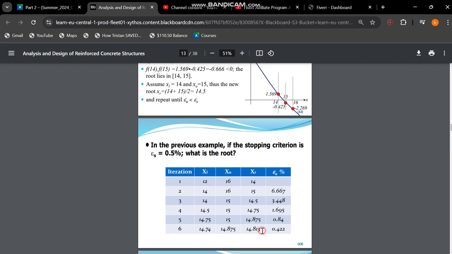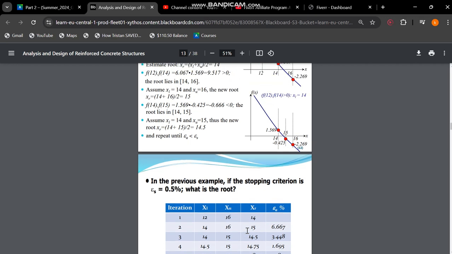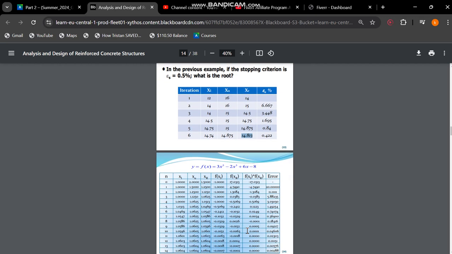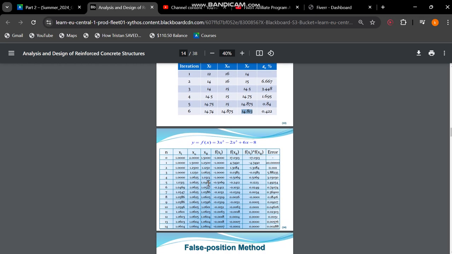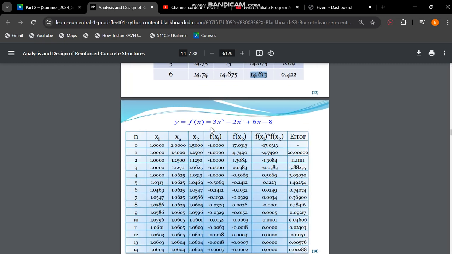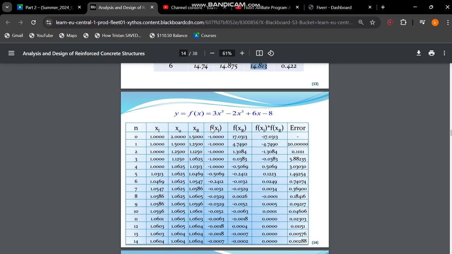So we stop, and this is your root. Okay, so this is one of the methods. You can use bisection methods to solve these sort of problems. Now, this is basically the format of how you would solve the bisection method.